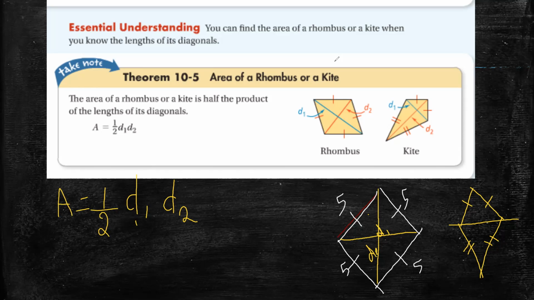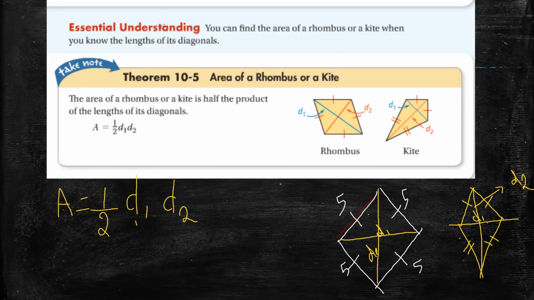Now, the segment that connects between these two opposite angles, we call it diagonal 1, and another line segment that is perpendicular to diagonal 1, we call it diagonal 2. And the area for the kite will also be half the product of diagonal 1 times diagonal 2. This is how to find the area of the rhombus and the kite. It is half the product of the length of its diagonals.